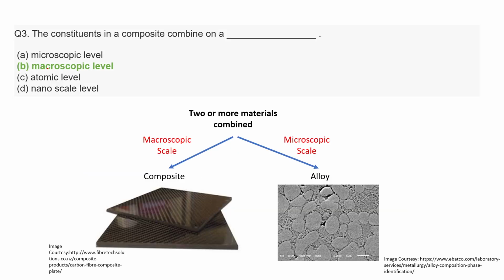Now the next question is, the constituents in a composite combine on a dash. Option A, microscopic level, option B, macroscopic level, option C, atomic level, or option D, nanoscale level.